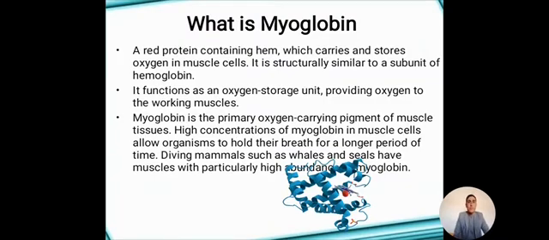Okay, next, what's myoglobin? Myoglobin is a red protein containing heme which carries and stores oxygen in muscle cells. It is structurally similar to the subunit of hemoglobin. It functions as an oxygen storage unit, providing oxygen to the working muscles. A high concentration of myoglobin in muscle cells allows organisms to hold their breath for a longer period of time. For example, diving mammals such as whales have muscles with particularly high abundance of myoglobin.